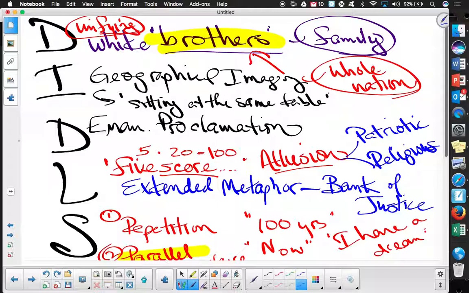Anything else? There is more, but for this one we could keep just going on and on. You take a look at the bottom of 625 going into 626, 100 years later, we mentioned that. The life of the Negro is still sadly crippled by the manacles of segregation and the chains of discrimination. You got personification and metaphor going on. 100 years later, the Negro lives on a lonely island of poverty in the midst of a vast ocean of material prosperity. More metaphor, imagery. Makes reference to slums, ghettos.